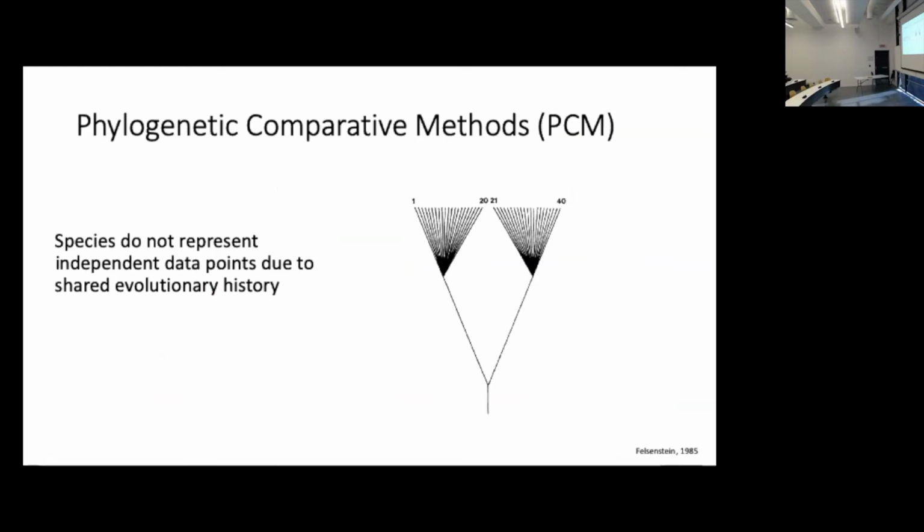So the framework that I'm using is phylogenetic comparative methods, and this is necessary because species do not represent independent data points because of their shared evolutionary history. And so this figure on the right from the Felsenstein paper that described this problem illustrates almost a worst case scenario where we have two clusters of species, and each cluster has a long branch subtending the clade.